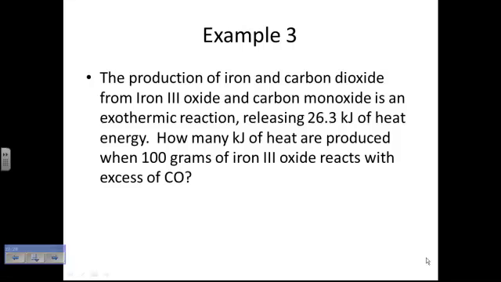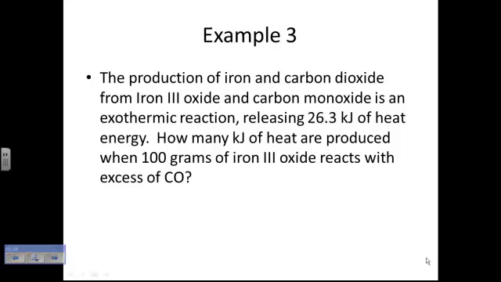First step when I read a problem like this is to get out the balanced equation. Don't worry about the numbers. Think about the balanced equation. It says production of iron and carbon dioxide. That means they're products. Point at them. Make iron and carbon dioxide. Make it from, so here are the reactants: iron(III), iron's a +3, oxide a -2, and carbon monoxide. 2 reactants forming 2 different products.